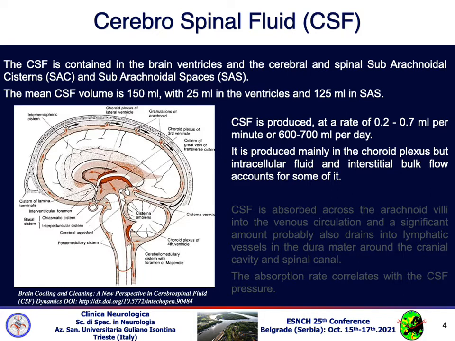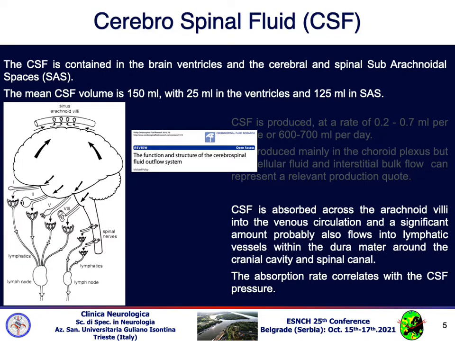The CSF is contained in the brain ventricles, the cerebral and spinal subarachnoidal cisterns, and subarachnoidal spaces. It is produced mainly by the choroid plexus, but intracellular fluid and interstitial bulk flow certainly account for a portion of it. CSF is absorbed across the arachnoid villi into the venous circulation, and a significant amount probably also flows into lymphatic vessels within the dura mater around the cranial cavity and the spinal canal.